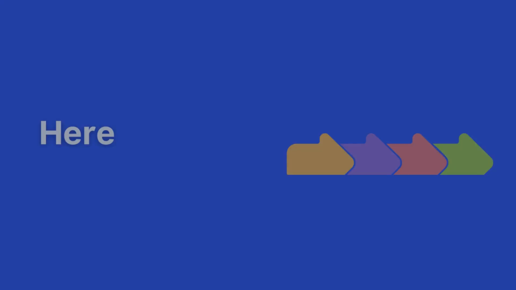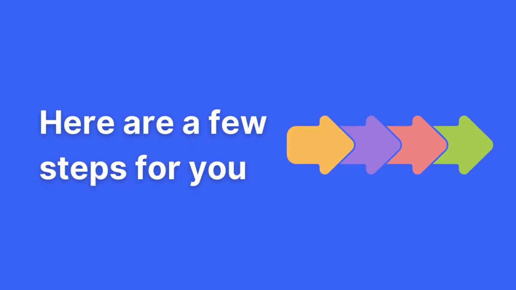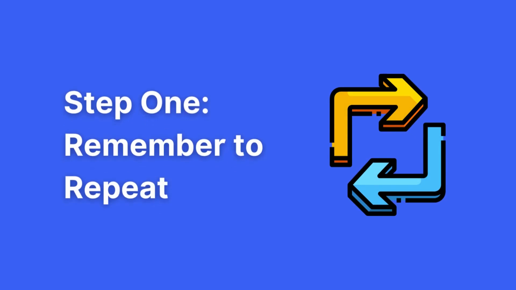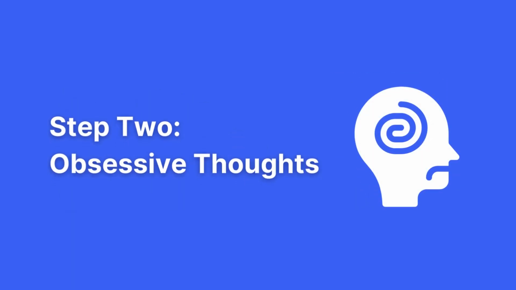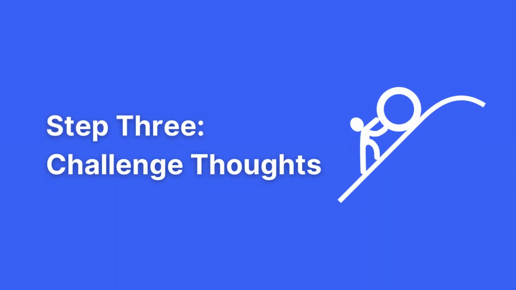To use our worksheet, here are a few simple steps you can get yourself started with. Step 1 is that you would want to remember to fill this worksheet regularly on a daily and weekly basis, depending on individual needs. Step 2 is to list all the obsessive thoughts and rate the level of distress of each. And step 3 is to challenge these obsessive thoughts and replace them with more balanced and rational thoughts.